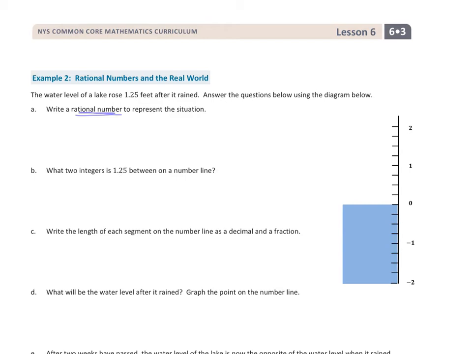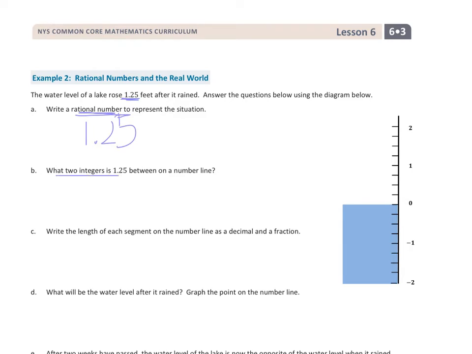The water level of a lake rose 1 and 25 hundredths feet after it rained. Answer the questions below using the diagram below. So this is a rational number. It's not an integer because it's got that 25 hundredths. It's not a counting number. But it's still a sensible number. We can understand 1 and 25 hundredths, so that's what we call a rational number. So write a rational number to represent this situation. 1 and 25 hundredths.